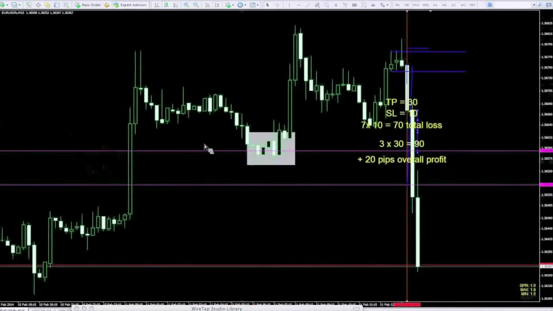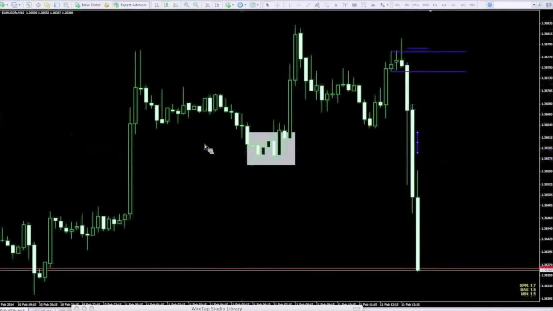Oh, I got to get rid of some of this stuff on the chart. Oop. Okay, I have to put this line back. I have to wait for a tick to come up.